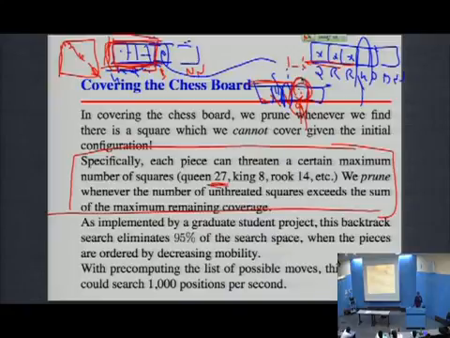It can take out 27 squares. A king is perhaps the wussiest piece on the chessboard. It can only go to its 8 neighbors, correct? So what is an interesting point?